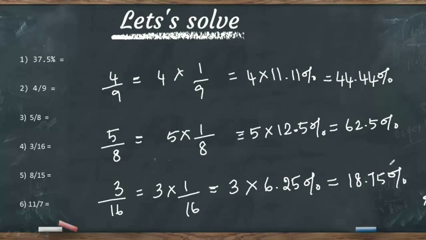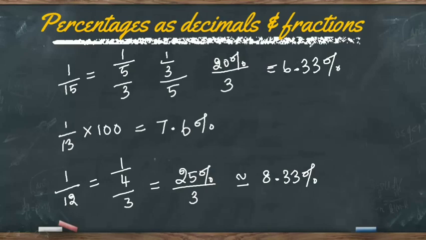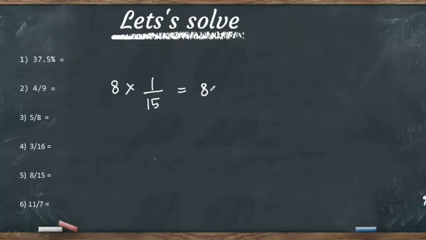So we are left out with two last problems, 8 by 15. Well, 8 by 15 also can be written as 8 into 1 by 15. Just now we calculated the value of 1 by 15, which is nothing but 6.33%. So just take it and substitute it here. We just multiply, simplify it and get the answer. 8 6s are 48 and 0.33 into 8 will be 2.64. So 48 plus 2.64 will be 50.64 percentage.